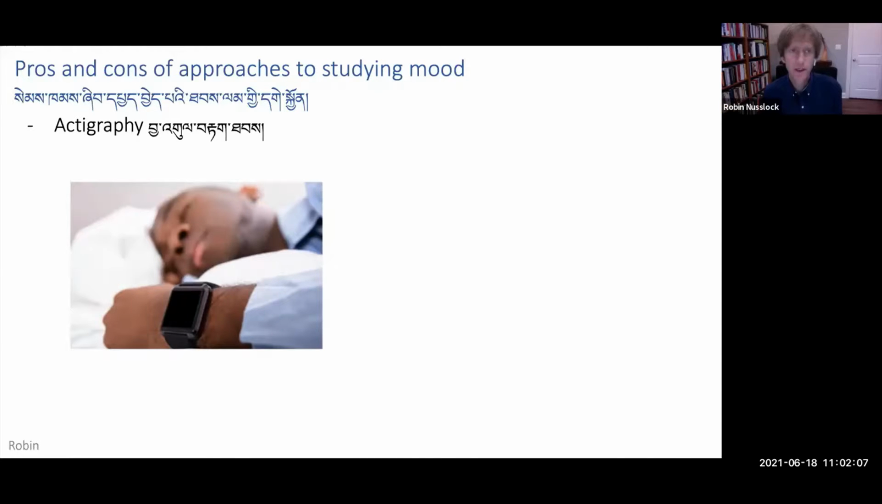And actigraphy measures very small movements which correlate very reliably to whether somebody is awake or asleep.